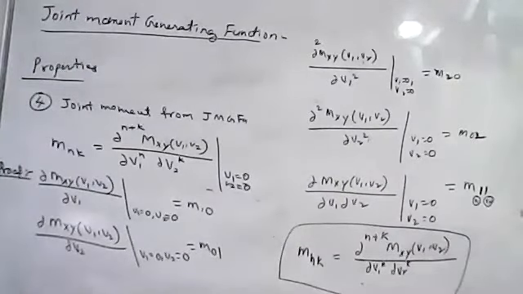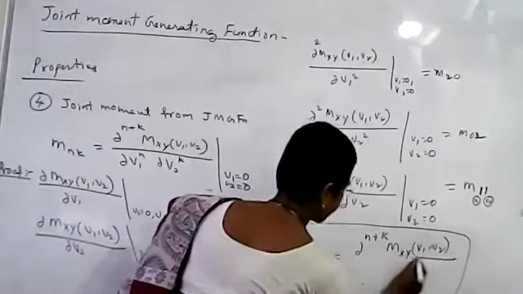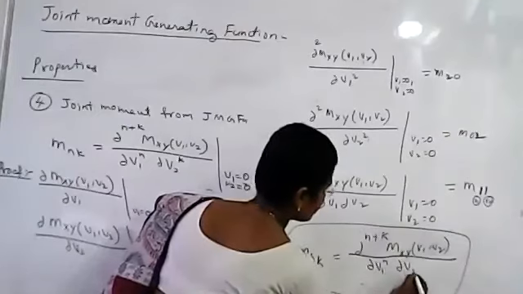Any doubts here? Is it clear? Hello students. Dou v1 power n, dou v2 power k. So here I am writing one thing: dou v1 power n, dou v2 power k.